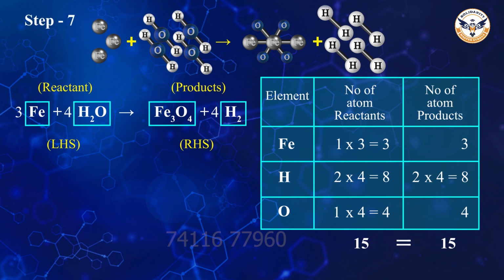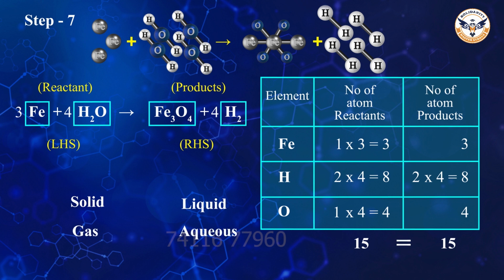Step 7. Now carefully observe the balanced equation. Does this equation tell us anything about the physical state of each reactant and product? No information has been given in this equation about their physical states. To make a chemical equation more informative, the physical states of the reactants and products are mentioned along with their chemical formulae. The physical states can be solid, liquid, gas, or aqueous.